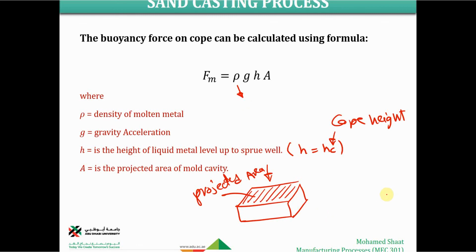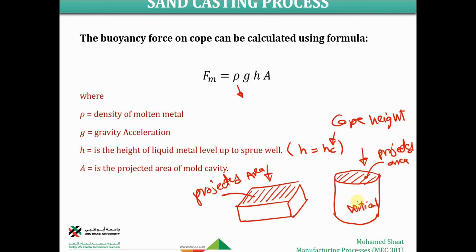But how about, for example, if the casting is a cylindrical shape and it's going to be cast in the vertical direction? The projected area will be this one, because if I ask you to look at it from the top, you're just going to see this circular area, so this area will be the projected area.